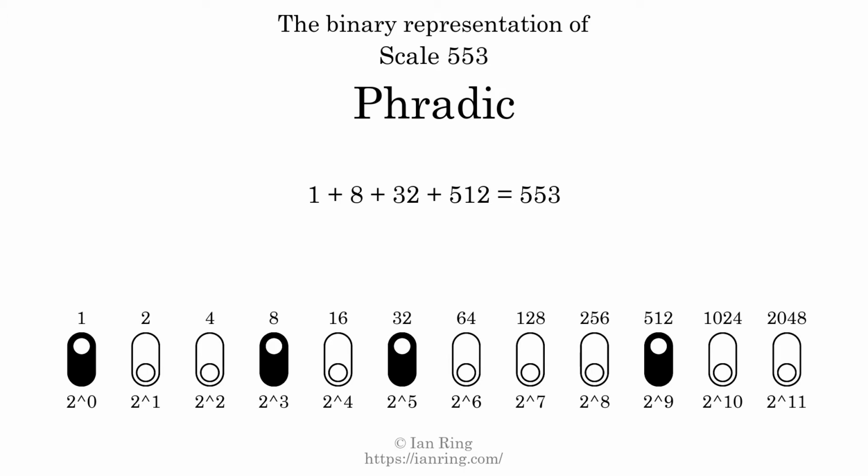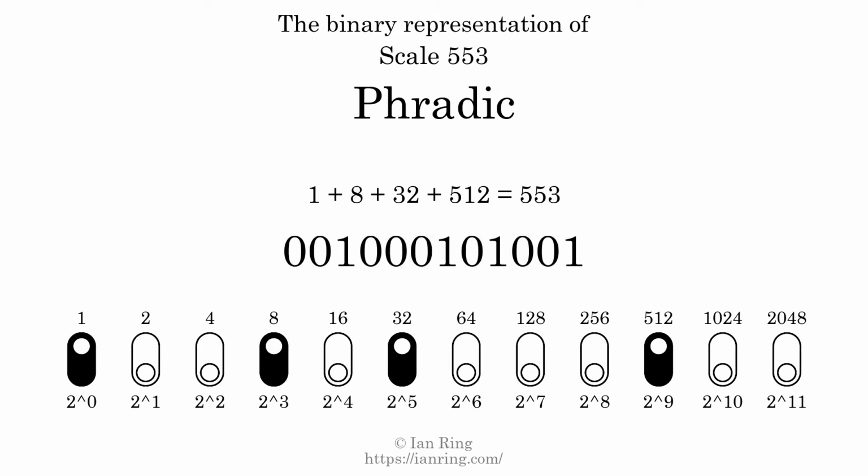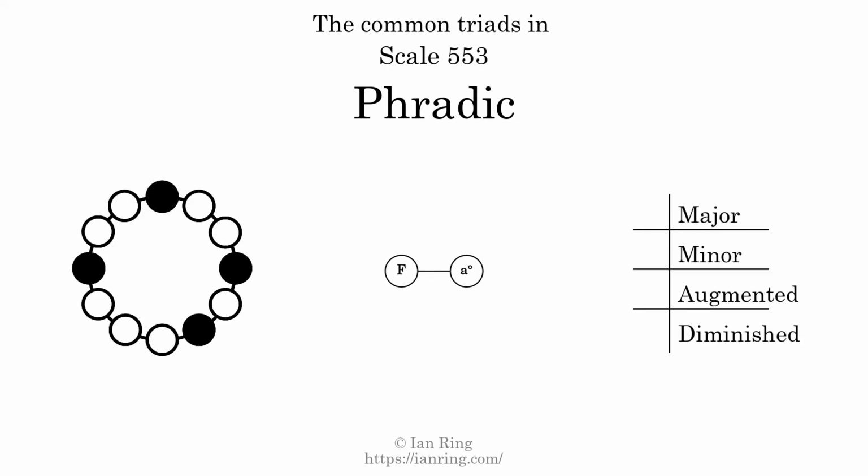The scale number not only enumerates the scale with a unique index, but it also literally describes the tonal content of the scale. Represented as a binary number in base 2, the scale number is 001000101001. Here are the common triads present in this scale.